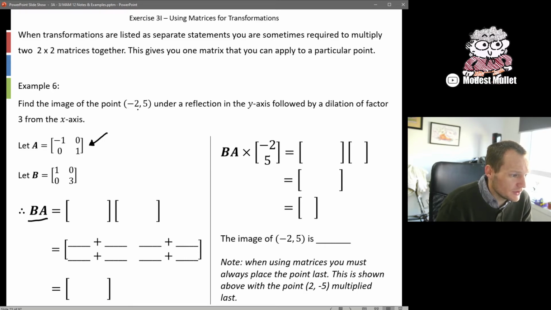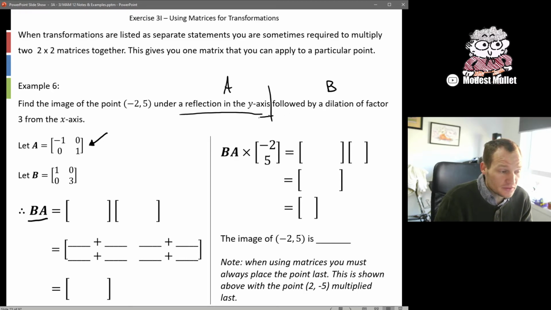So find the image of the point -2, 5 under the reflection of the y-axis, followed by, so we've got, this is our first transformation, and then followed by a dilation of factor 3 from the x-axis. So this is our second transformation. So what do we get?